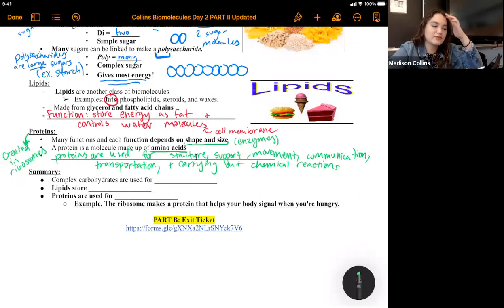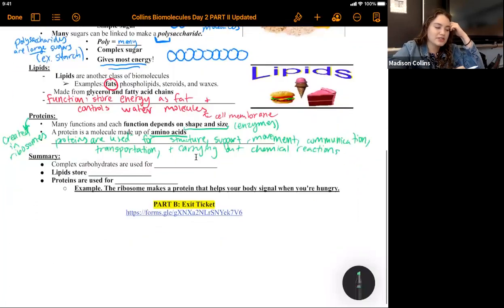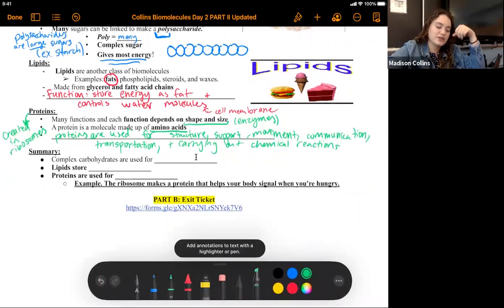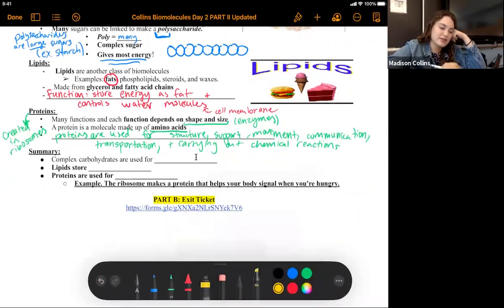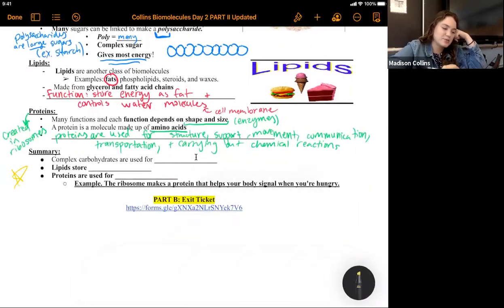So now, using that information I just gave you, I do want you to complete this summary on your own. So using those notes, go ahead and fill in the rest of these blanks. So complex carbohydrates are used for what? Lipids store what? And then what are proteins used for? Fill in those three missing blanks.